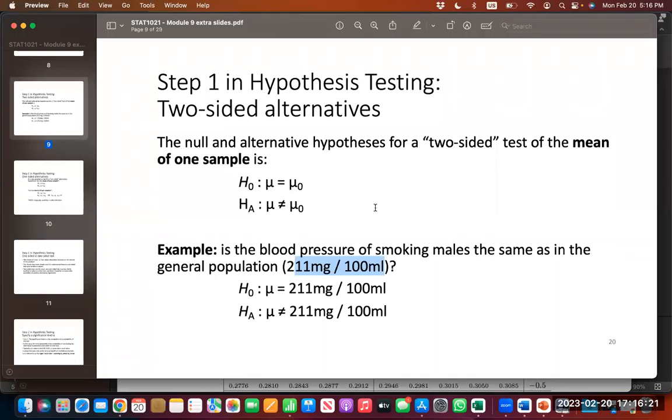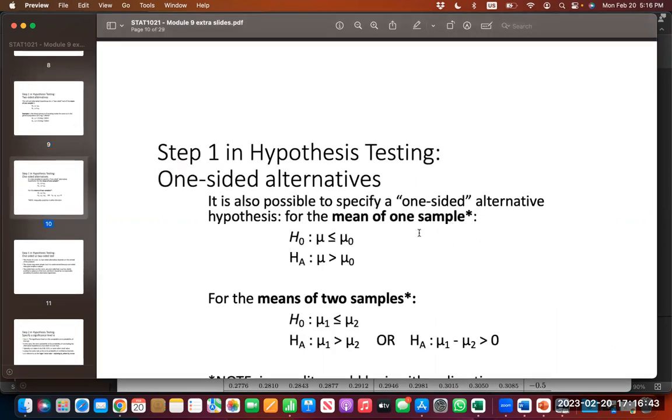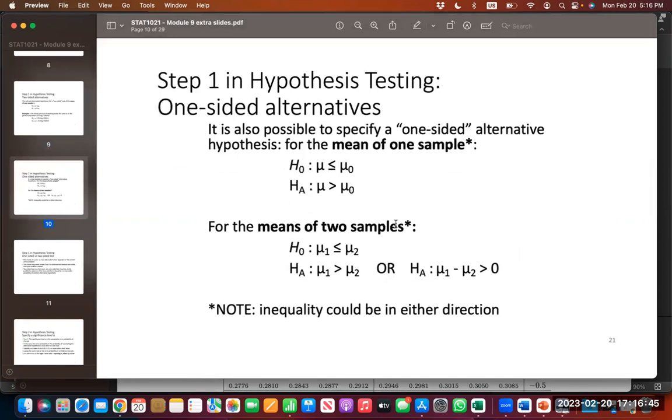So mu, sample mean, is equal to 211 milligrams per deciliter. So 1 deciliter is 100 milliliters, so don't get sidetracked by that. And here the sample mean is unequal to 200 milligrams per deciliter. So the sample mean is different from the population mean. I will only briefly talk about this. We will do this in the next class in practice.